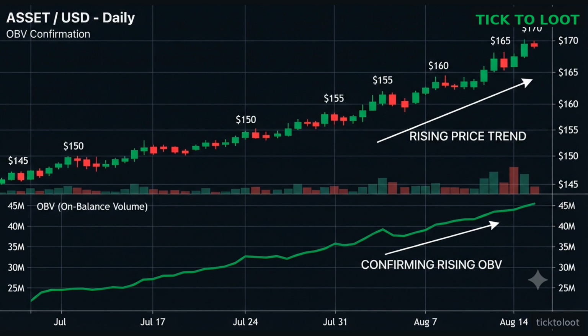For instance, let's say we're looking at a chart of the US dollar to Japanese yen currency pair. If we see the price rising and OBV also rising, it's a strong confirmation of the uptrend. This means that the price move is driven by a large number of traders and is therefore more sustainable.